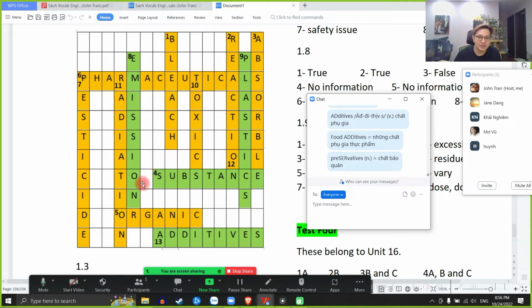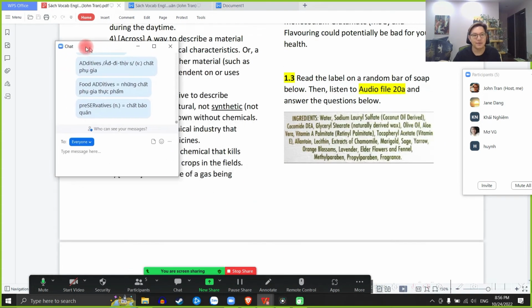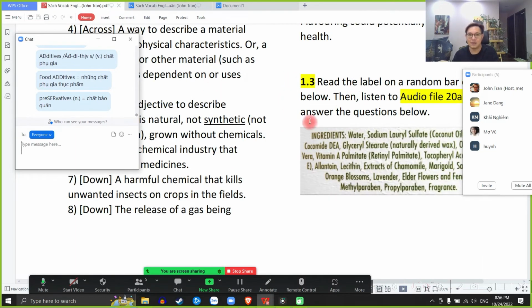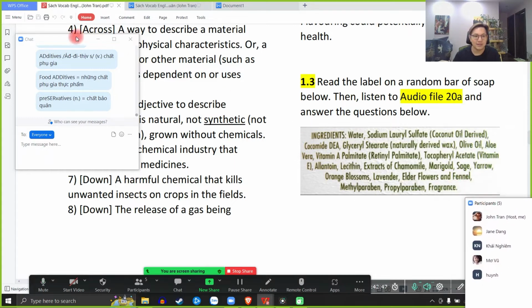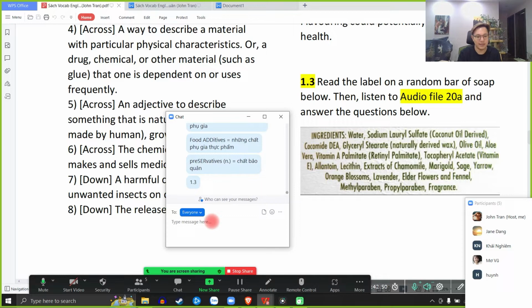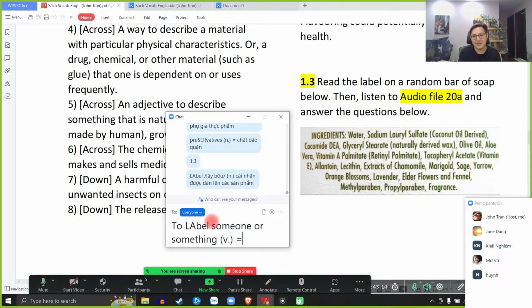Now, so, okay, additives. Okay, let's go back there. So, let's do 1.3 now. Read the label on a random bar of soap. Các bạn được yêu cầu là đọc cái label. So, label. A label là cái nhãn được dán lên các sản phẩm. So the verb is to label something. To label someone or something. Dán nhãn cho ai đó hoặc cái gì đó.